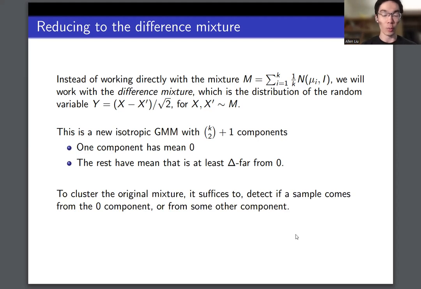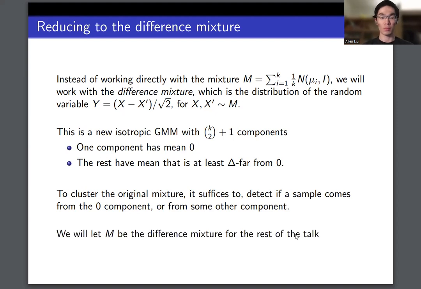Now to cluster the original mixture, it suffices to draw samples from this difference mixture and show how to detect if a sample comes from the 0 component or from some other component. Because then, to cluster the samples from our original mixture, you can simply test every pair to see whether they came from the same component or not. So for the rest of the talk, in a slight abuse of notation, we'll use M to denote the difference mixture, and we'll think about this detection problem for the difference mixture.